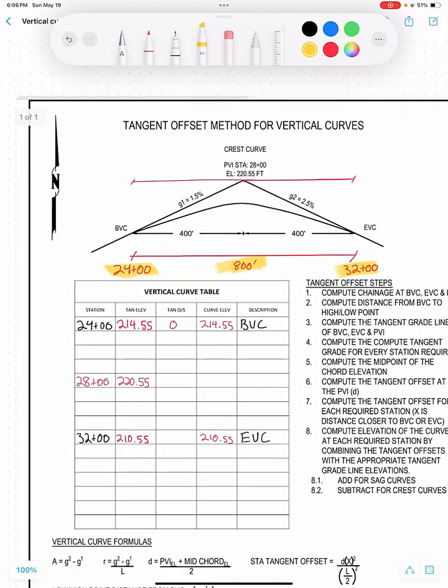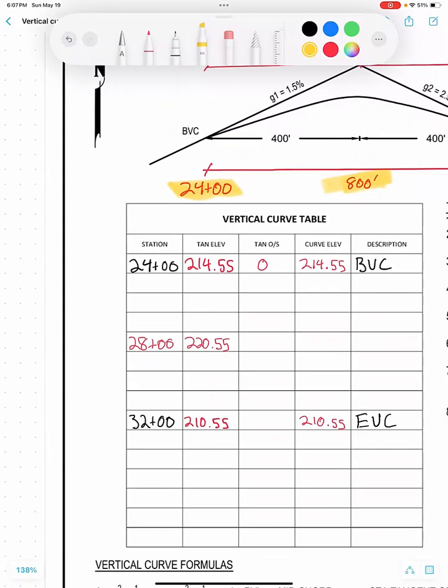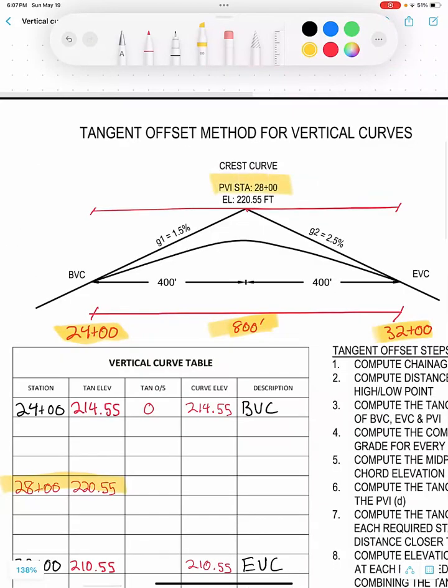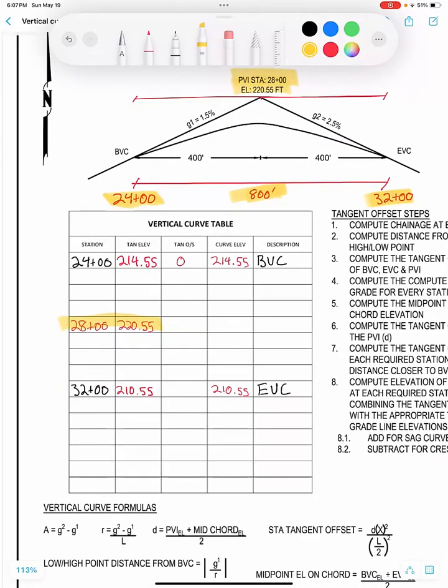Now you will notice right away I have some stuff that's already filled out here. How did I get that initial tangent elevation and the ending tangent elevation? And also this midpoint. This midpoint here is a given. They gave us that. Okay, so now the beginning is going to be really simple.